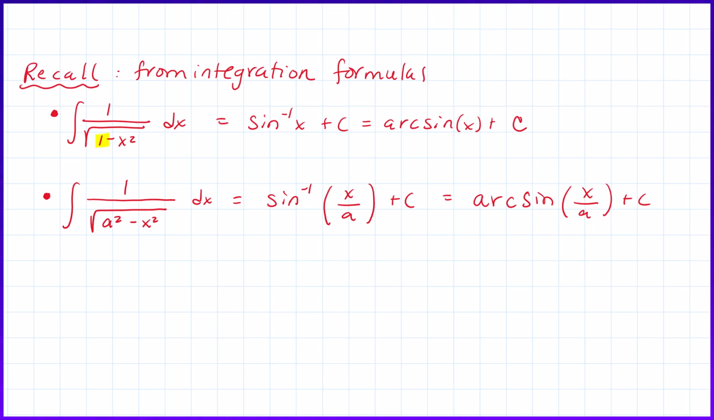Instead of 1 minus x squared, if we have a squared minus x squared, we can use this formula. That is the inverse sine of x over a. That can be nicely proven just using a little algebra, factoring out the a squared.